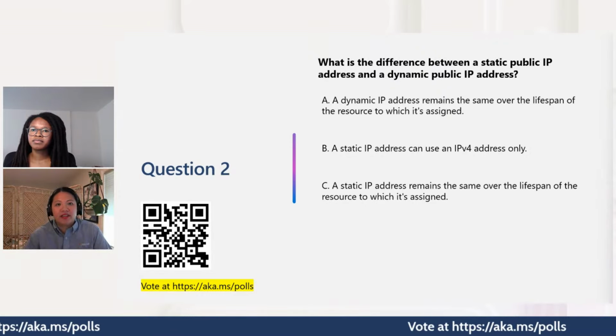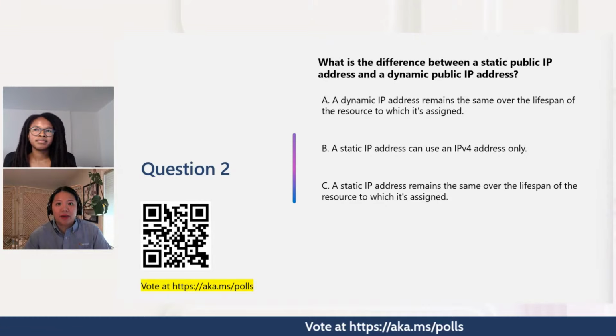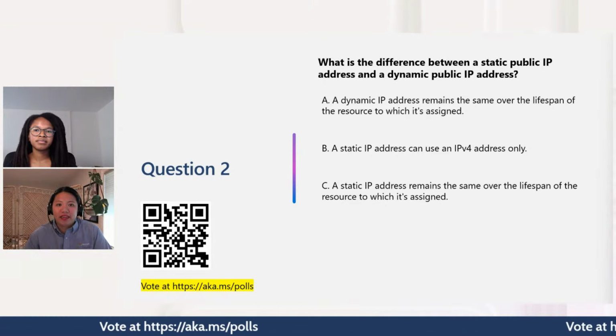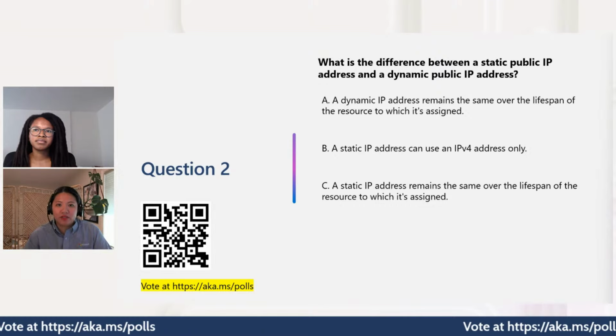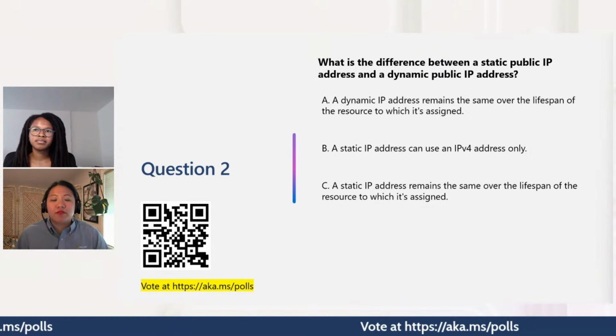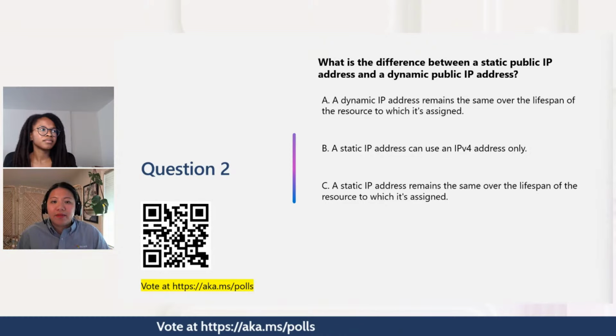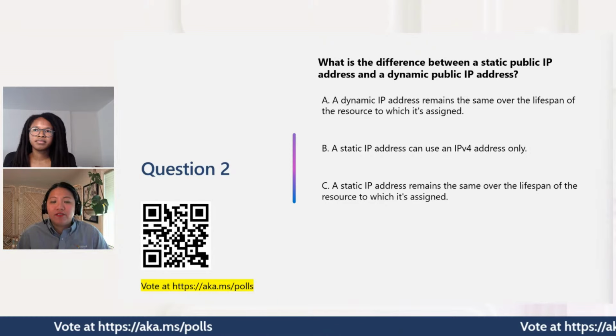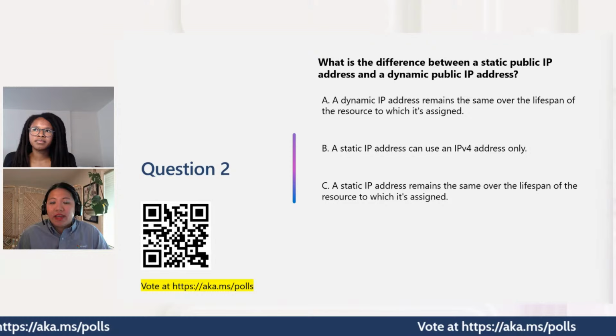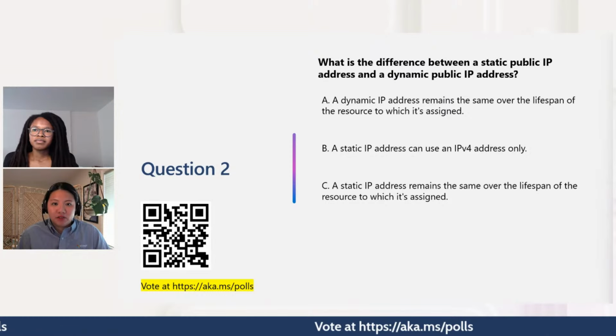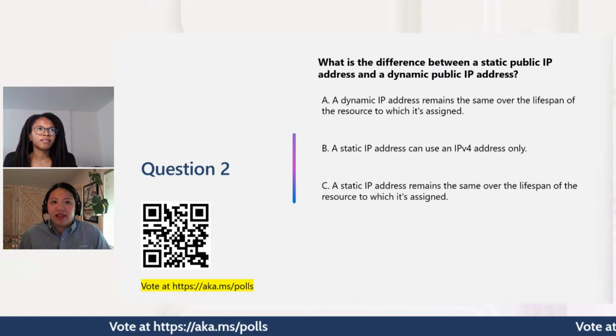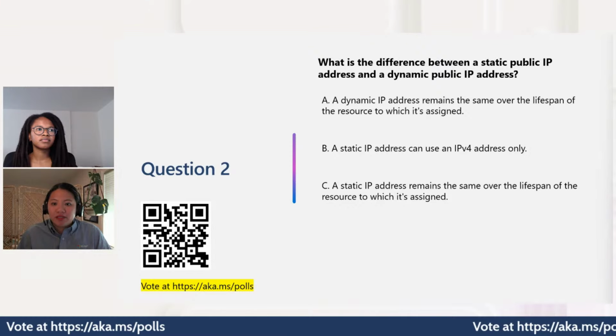So the question again, what is the difference between a static public IP address and a dynamic public IP address? A, a dynamic IP address remains the same over the lifespan of the resource to which it's assigned. B, a static IP address can use an IPv4 address only. And C, a static IP address remains the same over the lifespan of the resource to which it's assigned. So those are your three options here.